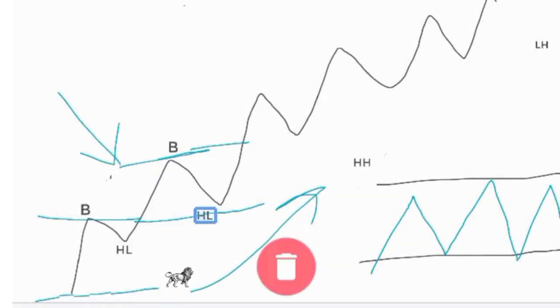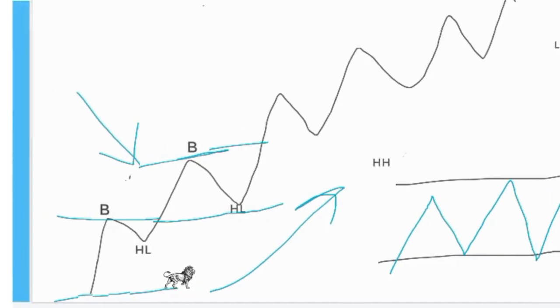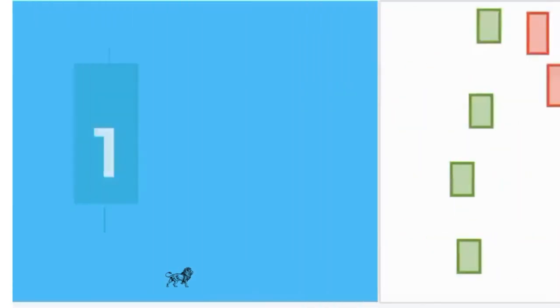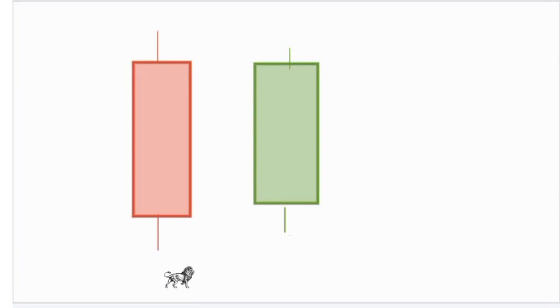HL. The reason why this part is called higher low is because if this is your candlestick chart, it is your candlestick. Now, this part is known as what? The low. This is the low.